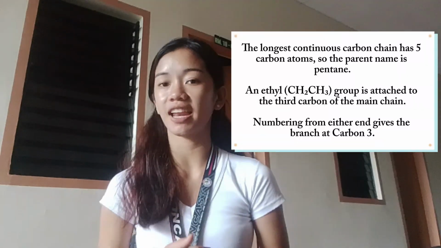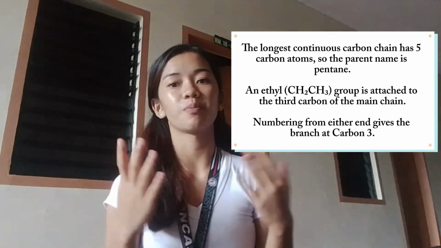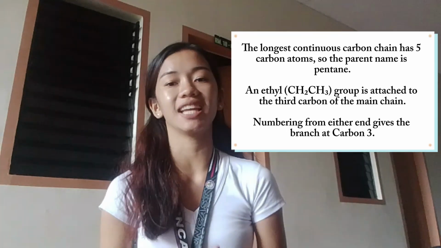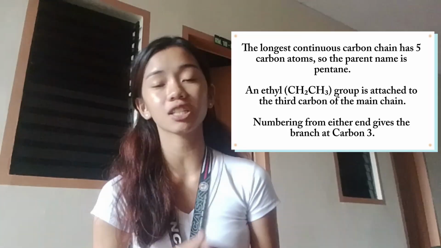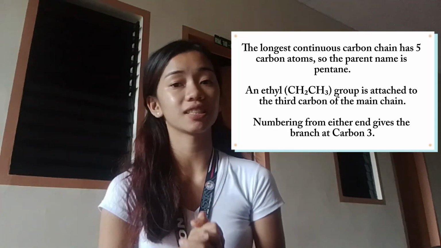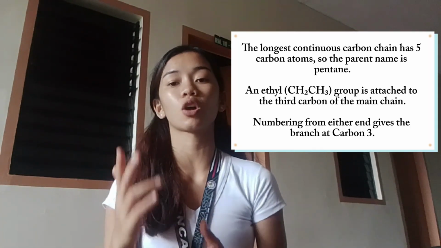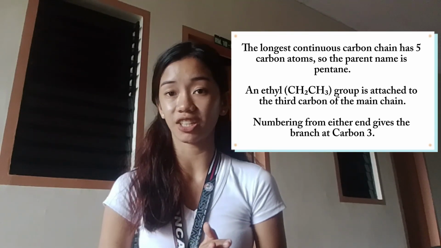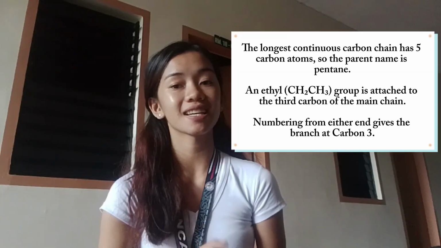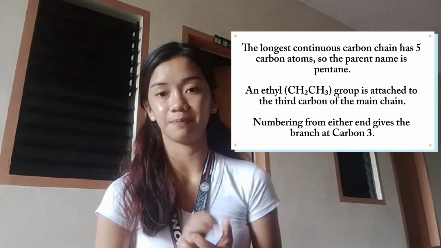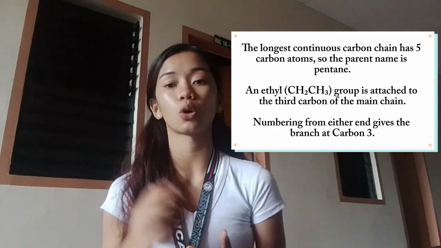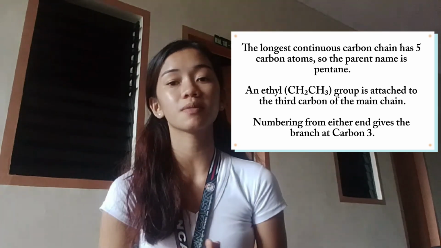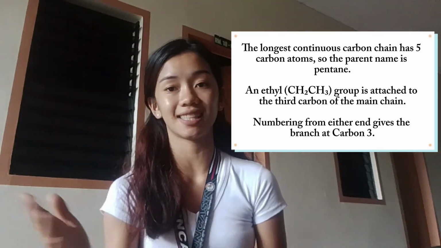Our third example. Let's identify the longest carbon chain. The longest carbon chain has 5 carbon atoms, so the parent chain is pentane. Next, we number the chain. The branch is attached to the 3rd carbon atom. The branch contains 2 carbon atoms, so it is called an ethyl group. Combining everything together, the correct IUPAC name is 3-ethylpentane. This example shows that not all branches are methyl groups.